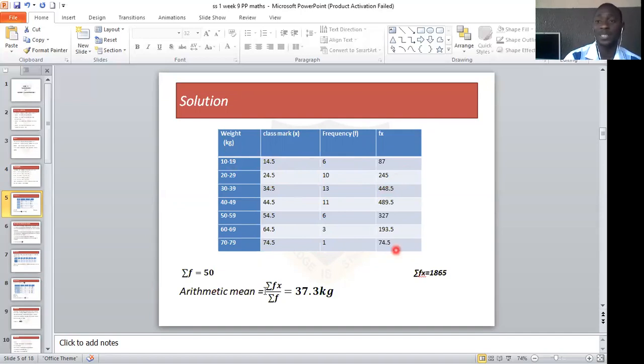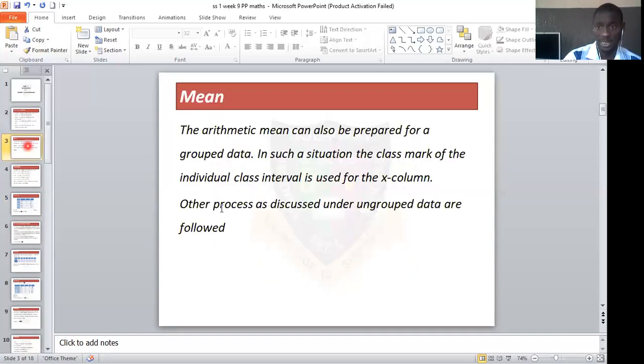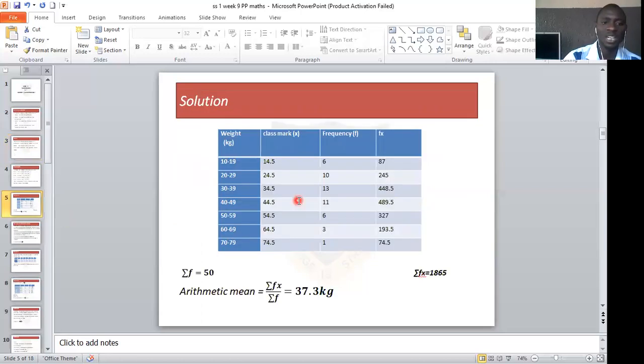So the formula remains the same as said earlier in the definition, that is, other processes as discussed under ungrouped data are followed. The formula is the same, which now goes like summation fx, that is the summation of the product of f and x, where x is the class mark and f is the frequency, divided by the summation f. Add the product together and it gives 1865, and the summation of the frequency.